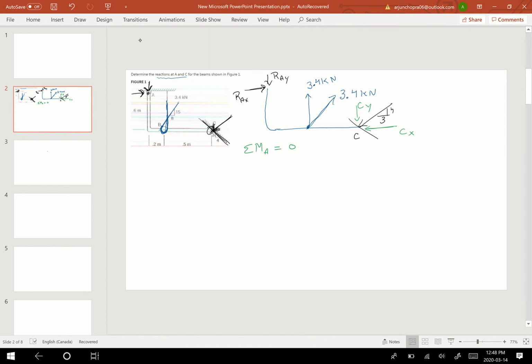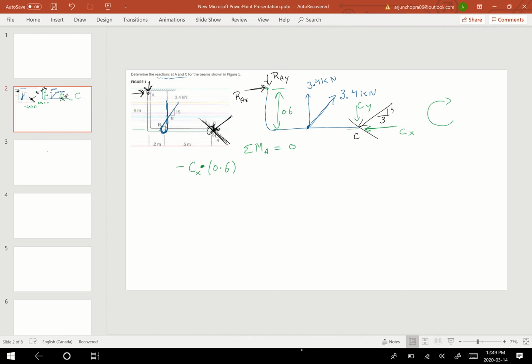So if I start taking the moment about point A, it will start from this CX. So CX times, I should put a dot here rather than a multiplication symbol. So this dot represents the multiplication symbol, times this distance, which is 0.6, and then is this counterclockwise or clockwise? This is clockwise. So this CX is trying to rotate it in the clockwise direction about point A.